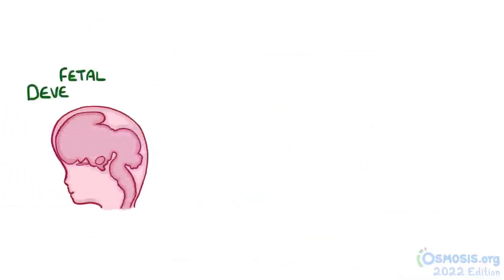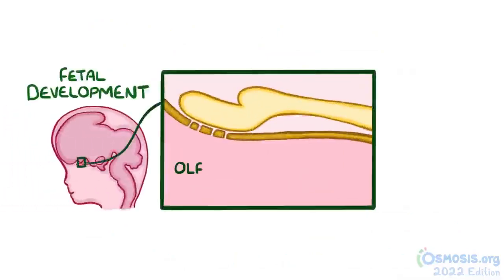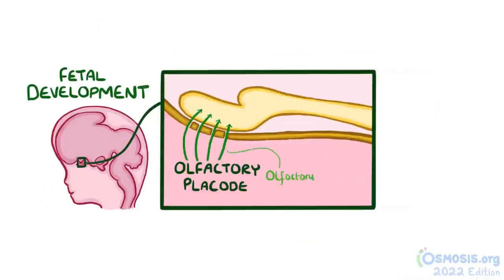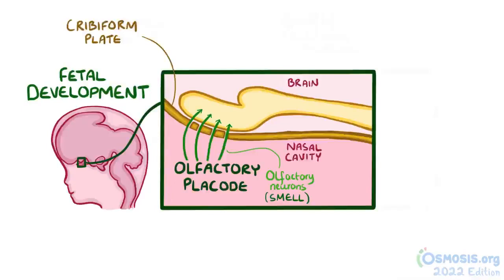Normally, during fetal development, there's a region of the brain called the olfactory placode. Two groups of neurons emerge from that region. The first group contains olfactory neurons that eventually help with sensing smells. These neurons migrate from the olfactory placode and get embedded in the cribriform plate, which is a bone plate that separates the nasal cavity from the brain, forming the olfactory bulb.